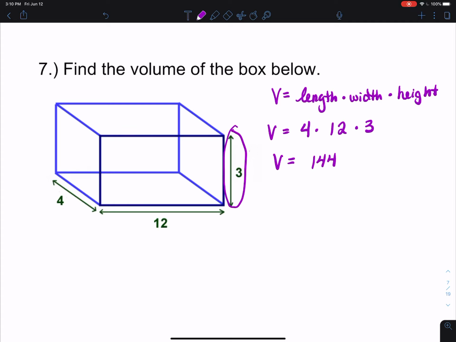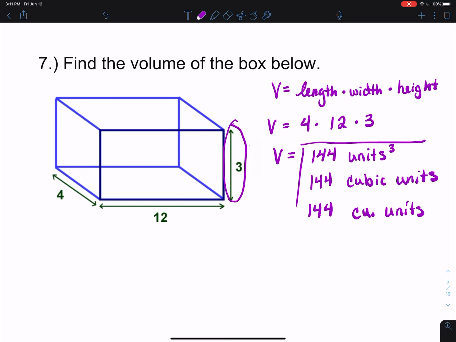Now notice this time there's no units like there were in our last problem. It doesn't say feet or meters or centimeters or anything like that. So I'll just write units cubed. If we were writing this out in words, we would write it as cubic units, and sometimes you'll see it abbreviated as CU for cubic units. So any of those three answers are correct.